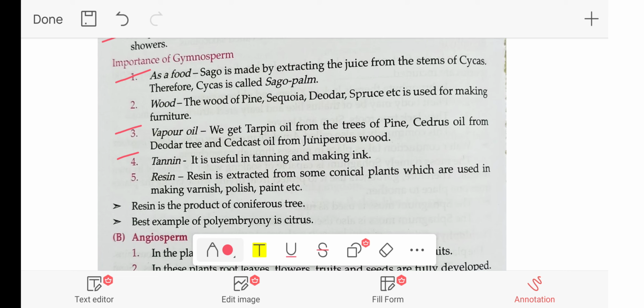Resin. Resin is extracted from some coniferous plants and is used in making varnish, polish, paint, etc. Resin is the product of coniferous trees. The best example of polyembryony is citrus.